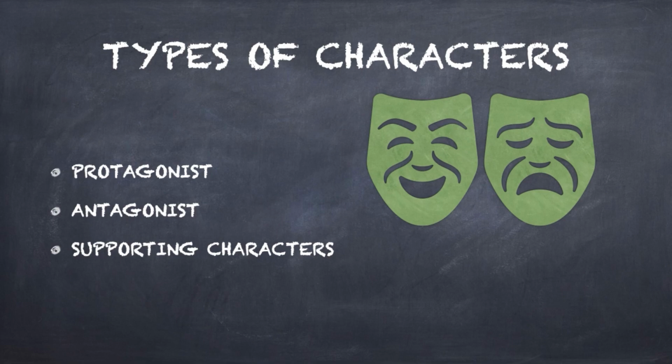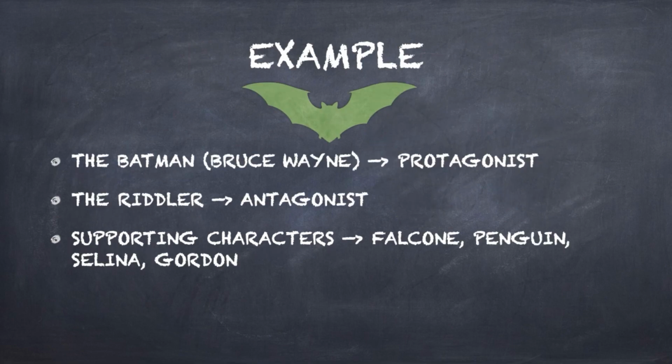the supporting characters. To give you a very relatable example, let us consider the recent movie The Batman. Here, Batman, Bruce Wayne, is the protagonist in that particular movie. The Riddler plays the antagonist. And the supporting characters are Carmine Falcone, Penguin, Selina Kyle, and Jim Gordon. So they play the supporting characters to the main character.